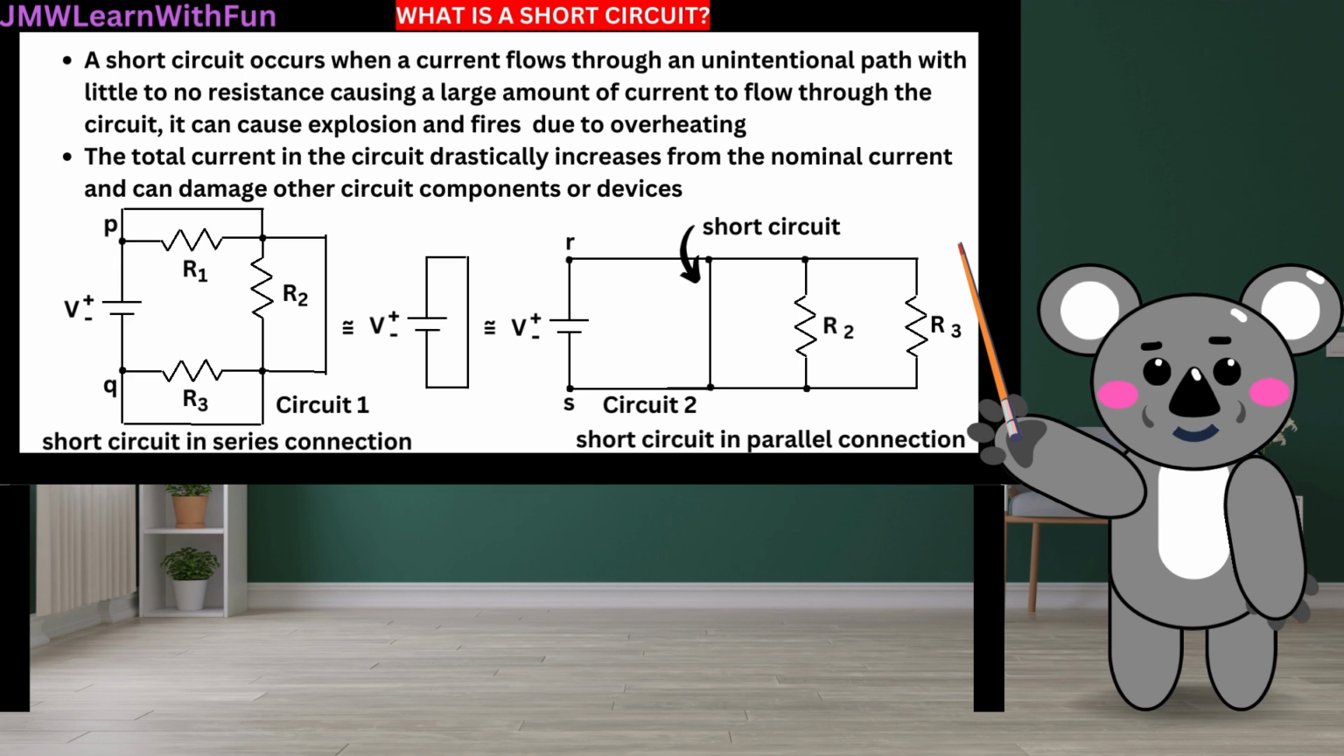The figure shows circuit 1 where a battery of V volts is connected to 3 resistors, R1, R2 and R3 in series between points P and Q. Each resistor is shorted, so the equivalent circuit is a battery which is shorted.